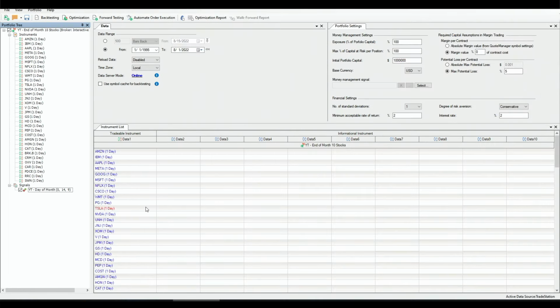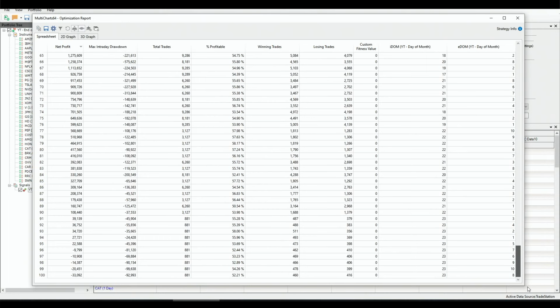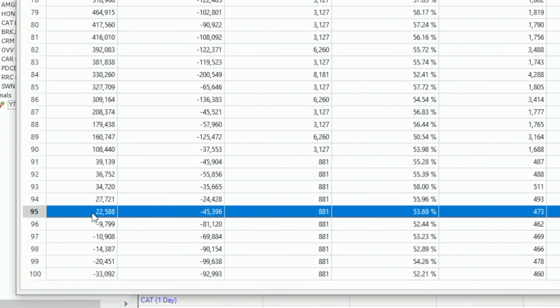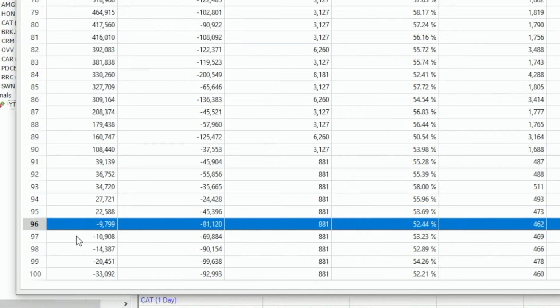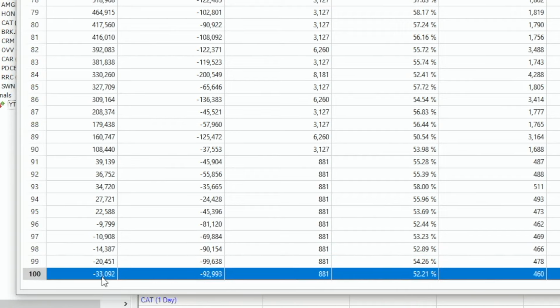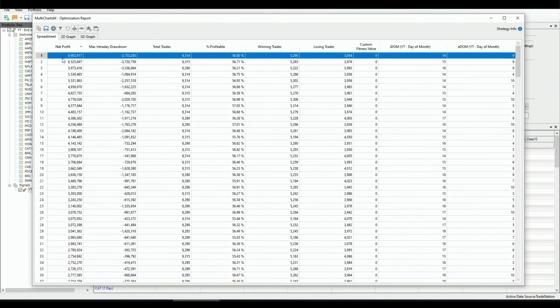Now let's see the performance of these stocks. So again, we have 100 combinations, and let's look at this. So stocks, even more, 95% of the combinations making money and only 5 combinations losing money. And again, look at the losses. The maximum loss is 33,000. That is, of course, nothing. Let's see the top. So the top is making 6.9 million.